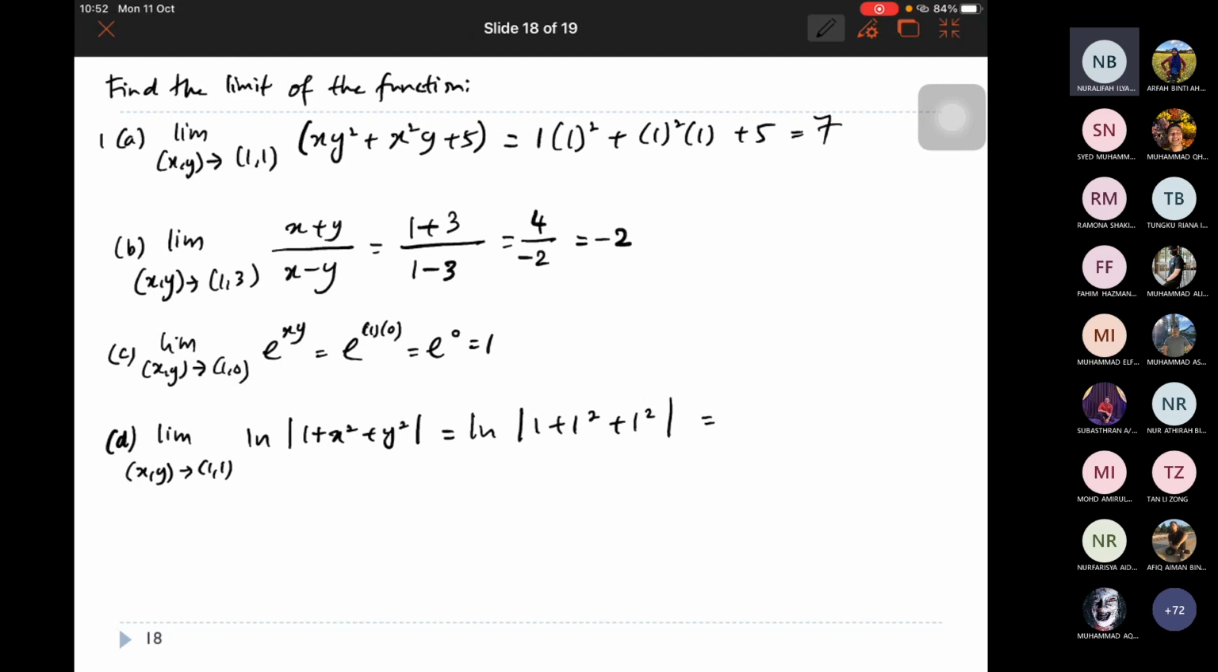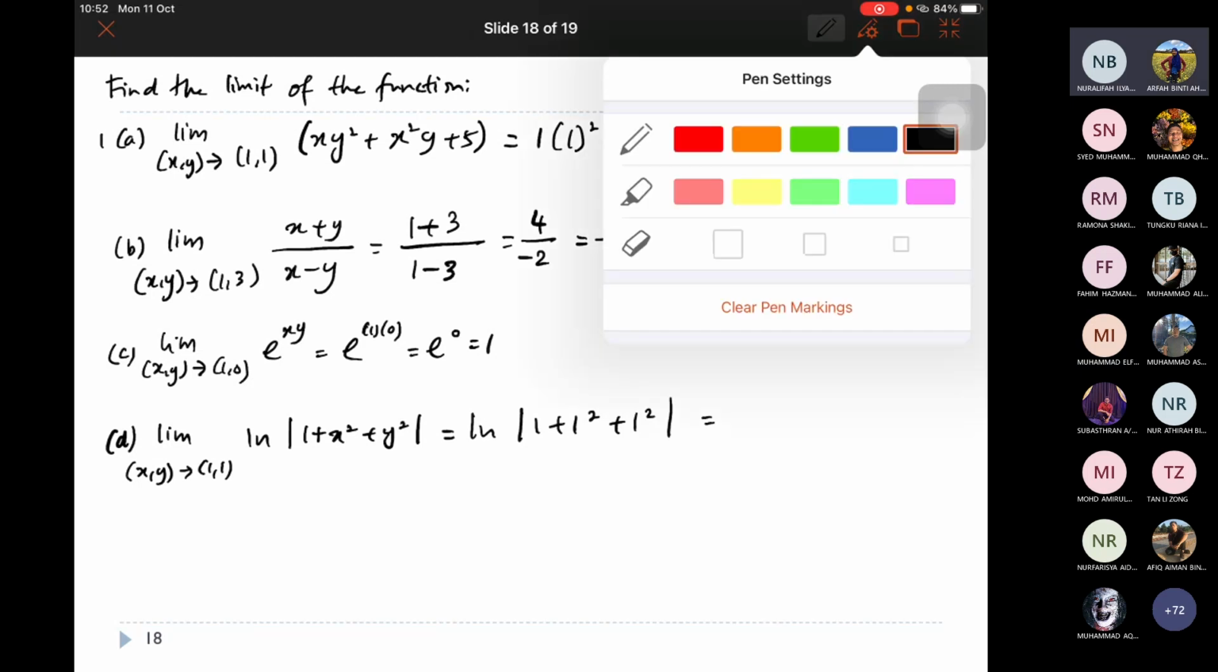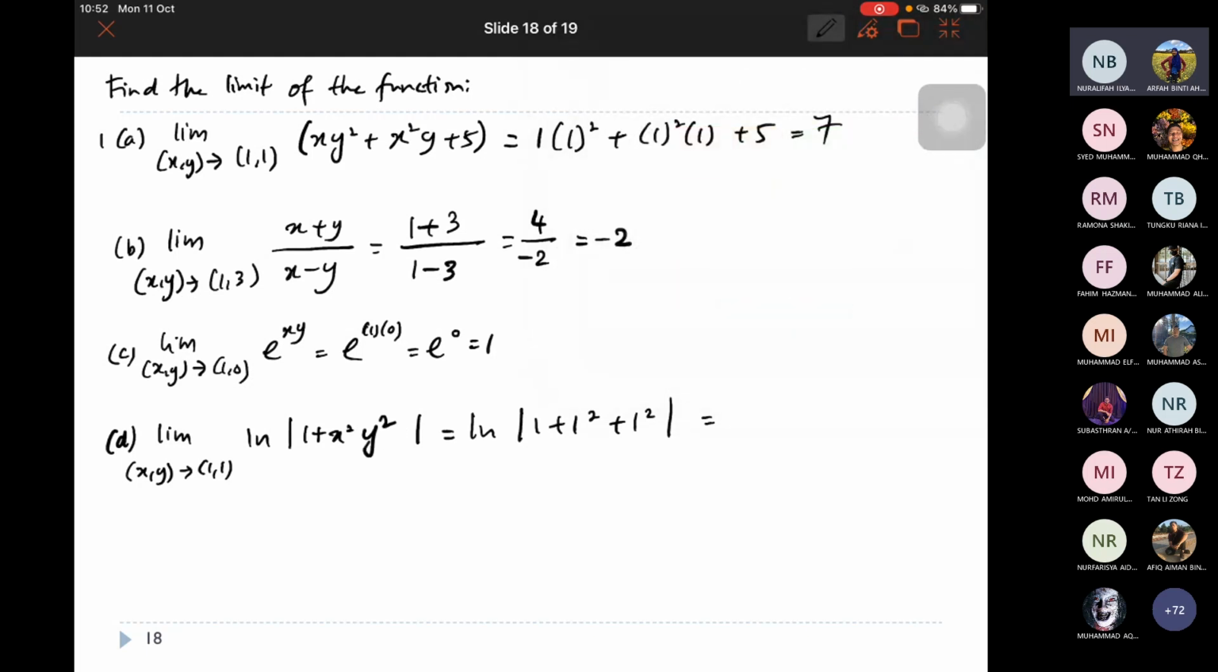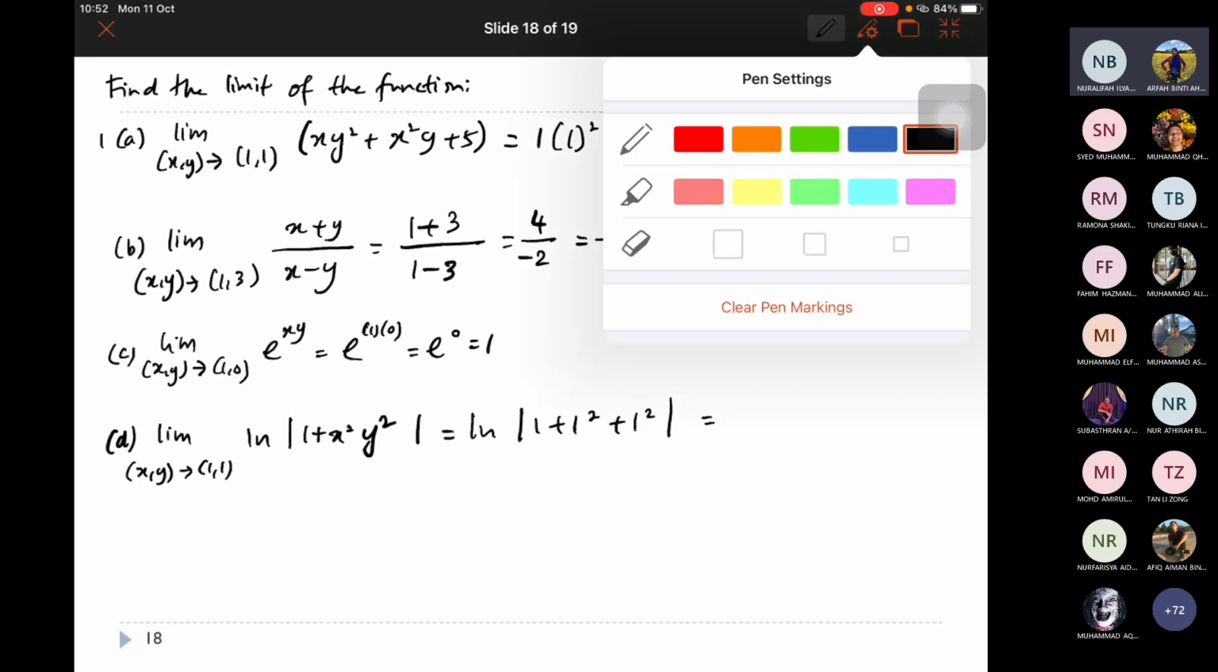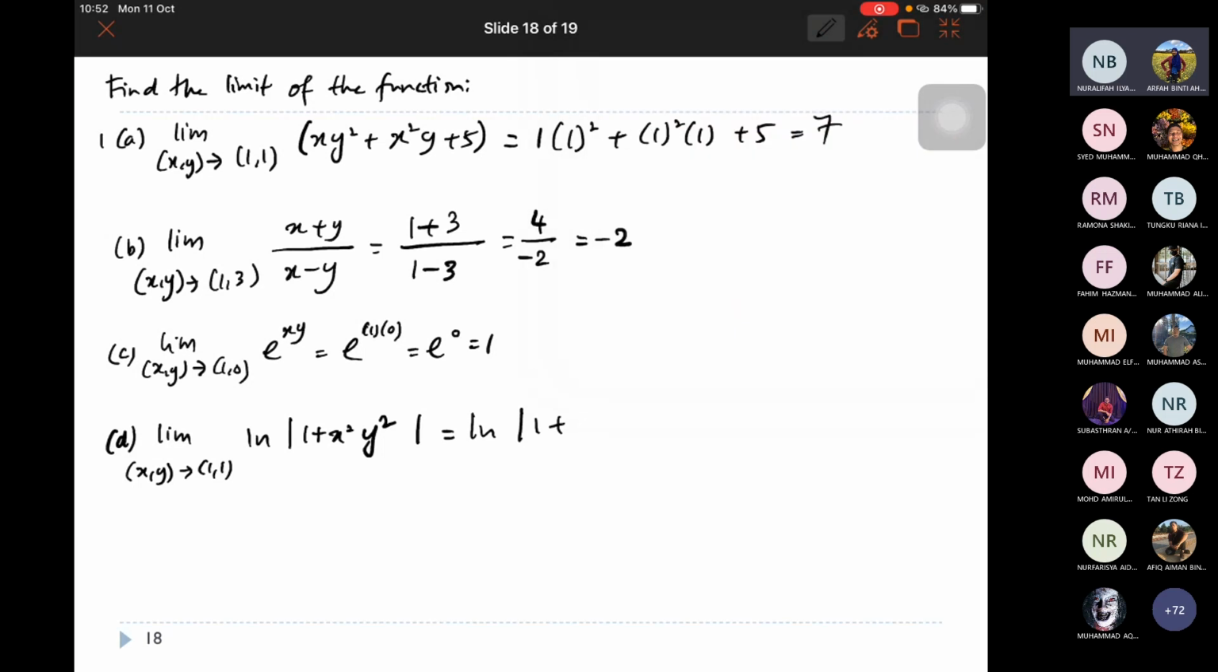Ln 2. Silap. Dia bukan tambah kan? x squared darab y squared. Okay. So ln 1 plus 1 squared darab 1 squared sama dengan ln 2. So ln 2. That is ln 2. So tekanlah kalkulator. Berapa jawapan bagi ln 2? 0.6931.